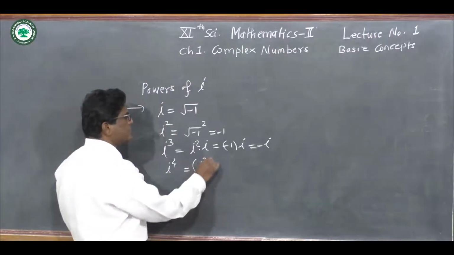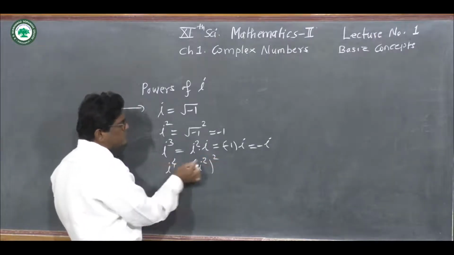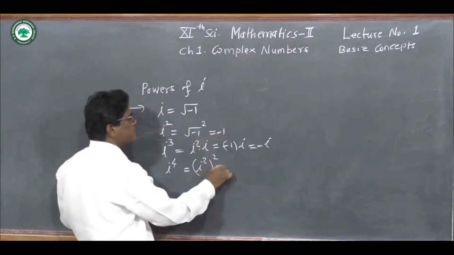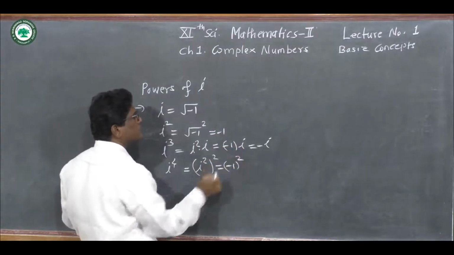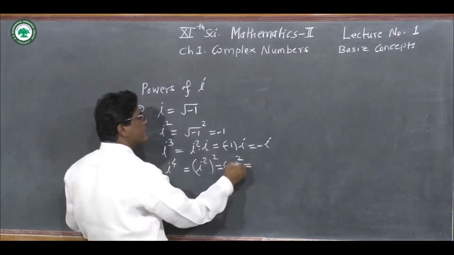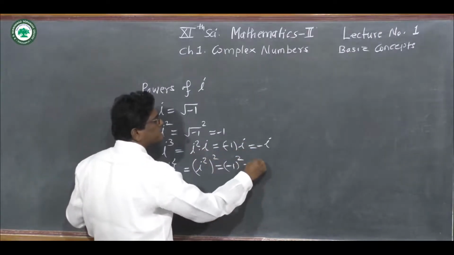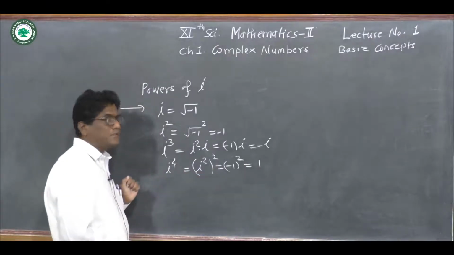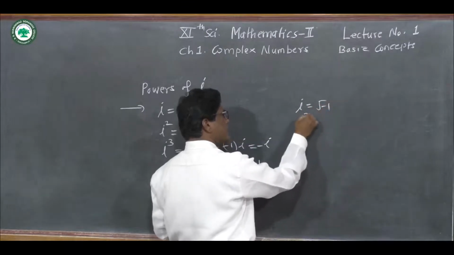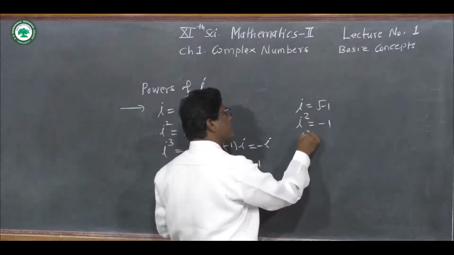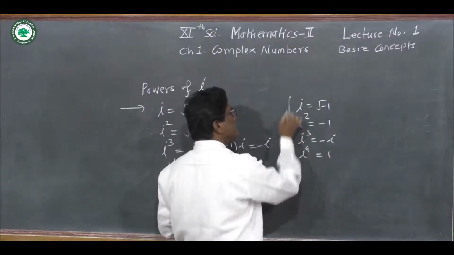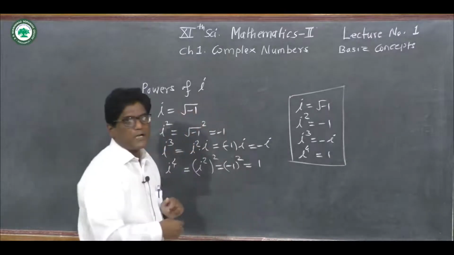Now i to the power 4 is equal to, we write i square to the square. We write this power 4 as 2 to the power 2 using the rule of indices, and we know that i square is minus 1, so it is minus 1 to the power 2. Minus 1 square is positive 1. So i to the power 4 is 1. So remember always: i is equal to under root of minus 1, i square is equal to minus 1, i to the power 3 is equal to minus i, and i to the power 4 is equal to 1. These are the powers of i.